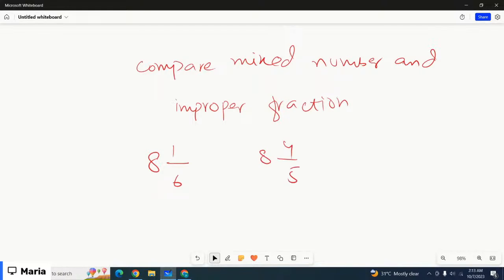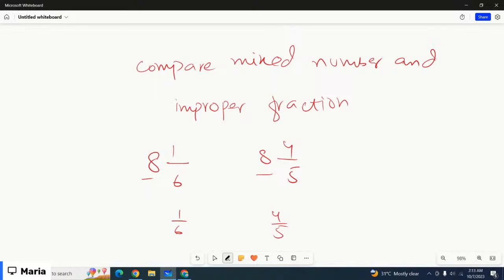You need to see which sign makes it right: is 8 whole 1 over 6 greater than 8 whole 4 over 5, or less than, right? So just look at their whole part. They both have exactly the same whole part, right? Now you have to compare their fractional part. This is 1 over 6, the fractional part, and 4 over 5. Whenever you are going to compare fractions, you need to make their denominators the same, right? Here is 6 and here is 5, right?